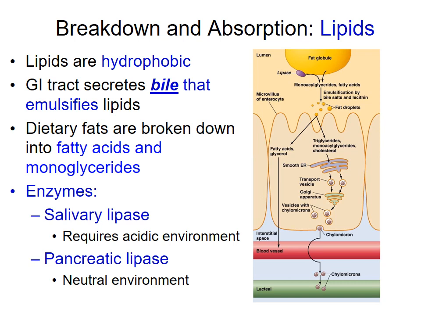In case you were wondering, can you have lipid digestion if you don't have bile? The answer is yes, but it will be a very minimal amount of lipid digestion that will occur. So your best result is if you mix it not only with the enzyme, but also with the emulsifying agent, due to the fact that it's a hydrophobic molecule.